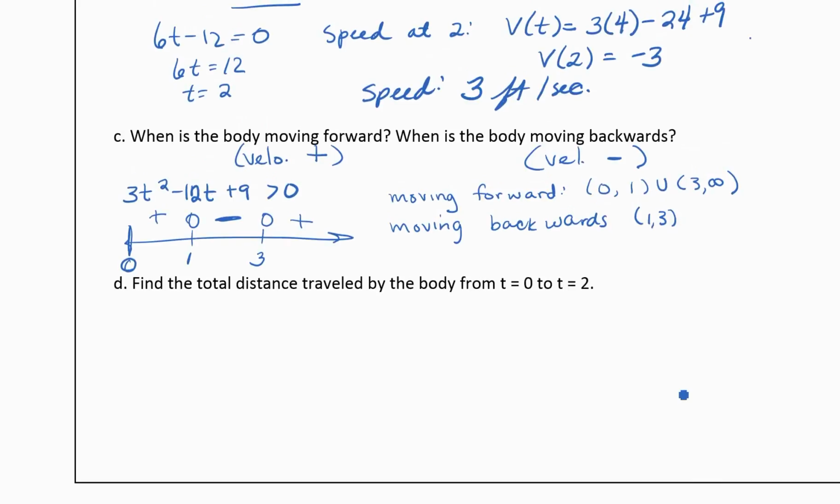Okay, now D says find the total distance traveled by the body from 0 to 2. Here we have to think about what's happening, and we have to be careful. We can't just take how far it was at 2 and subtract how far it was at 0, because we're going forward for a little bit, right? From 0 to 1, we're going forward. Then we turn around and we start going backwards from 1 to 2. So if we just took this point and subtracted this point, we would get just this much.